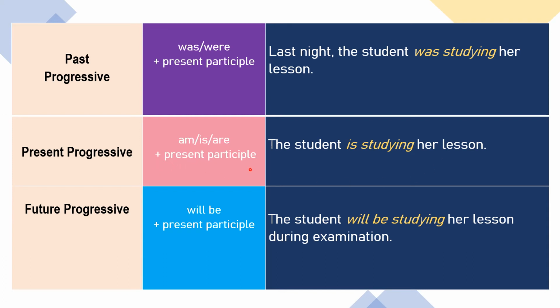Plus the present participle. So is, because our subject is singular, and studying is the present participle of the verb study. If I will replace the student with the word I, this time I will be using am. I am studying my lesson. For future progressive, we are going to use will be plus the present participle. So the student will be studying her lesson during examination.